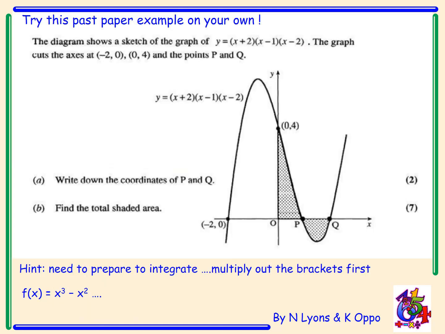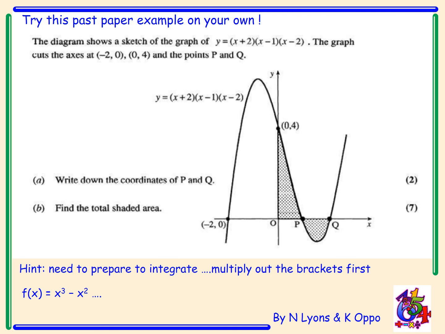Right, time for you to try this past paper example on your own. Looks a bit complicated. The diagram shows a sketch of the graph y equals x plus 2 times x minus 1 times x minus 2. Now beautifully, they've factorised it for you already. That means it should be dead easy to work out the roots. And part A is just saying write down the coordinates P and Q. It's been factorised, dead easy.